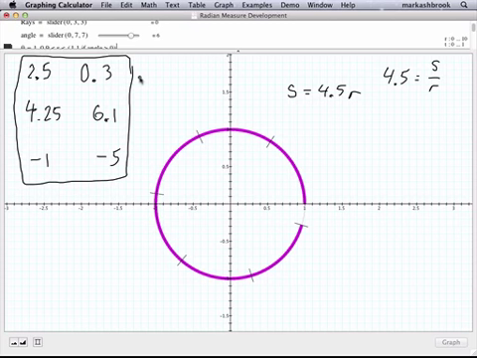Okay, so what I want you to do now is, so 2.5 should have looked something like this.